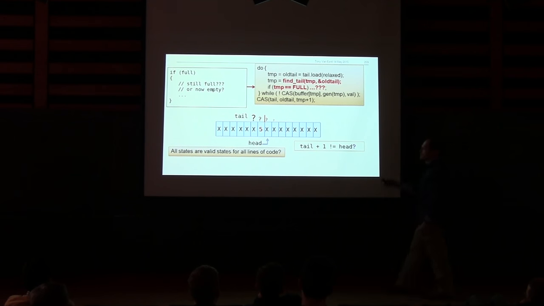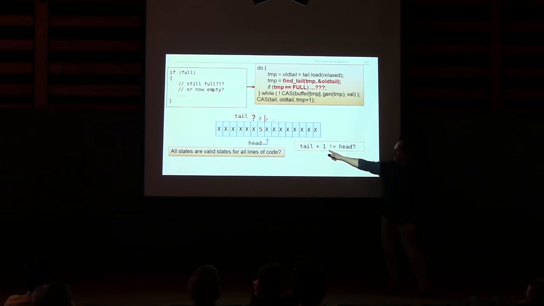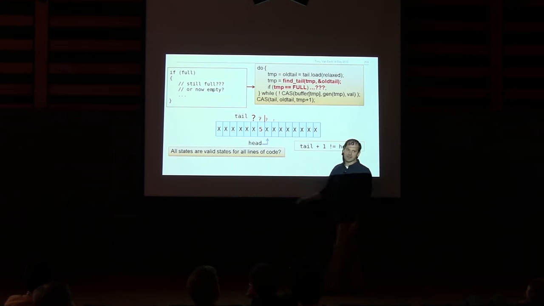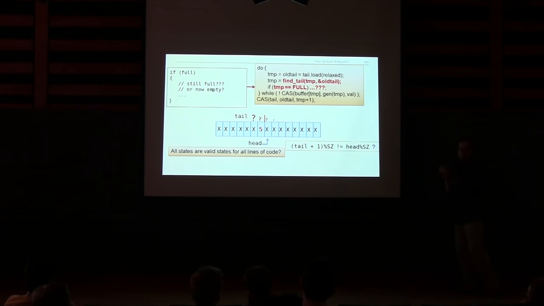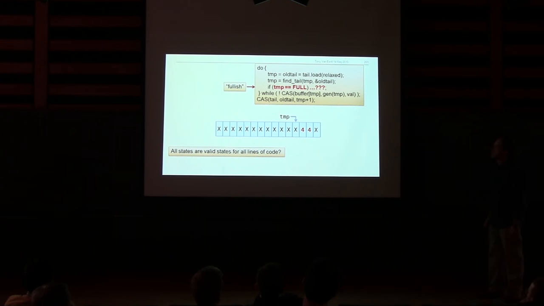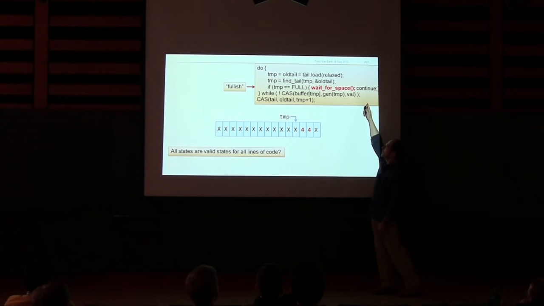The other way to do it is just never be full. Always leave one spot and check, is the next tail equal to head? Because tail is wrapping around and meeting head. But I already said tail always increases forever, so it's not really this check, it's this check: the wrapped tail mod the size is bumping up against where head is in the queue. So maybe one of those works. Maybe you'll return fullish even when it's not full, but that's okay. What are we going to do when it's full? Well, wait for space. And then after that, when we come back, we'll have to start over again.